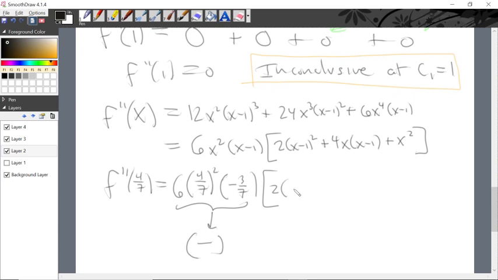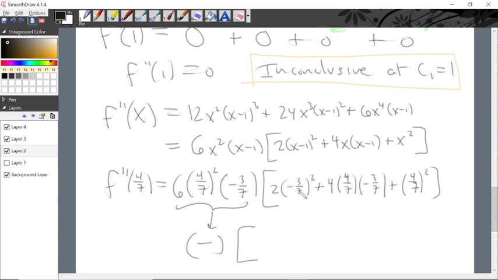Well, we're going to have 2 times negative 3/7 squared. This is going to give us a positive quantity. Plus 4 times 4/7 times negative 3/7. That's going to give us a negative quantity. And then plus 4/7 squared, and that's a positive. Let's find out overall, is this going to be positive or negative?